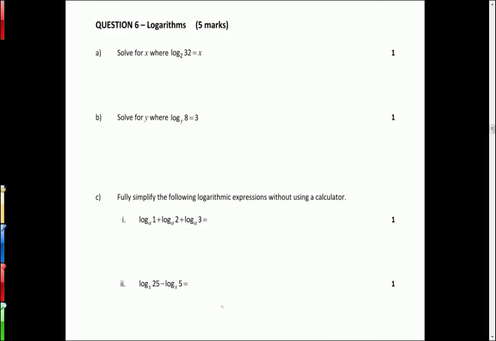Logs. Solve for x where log base 2 of 32 equals x. Well, left to the right equals middle. That question is 2 to the x equals 32. And 2 to what power gives 32? 2 squared is 4, 2 cubed is 8, 2 to the 4 is 16, 2 to the 5 is 32. Again, left to the right equals middle. What number times by itself 3 times gives 8? 2 does, hence y equals 2.